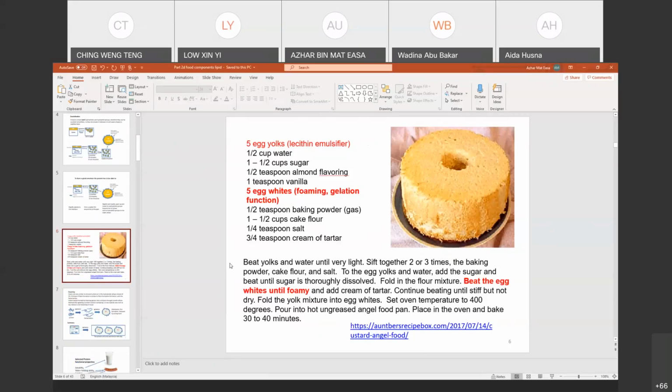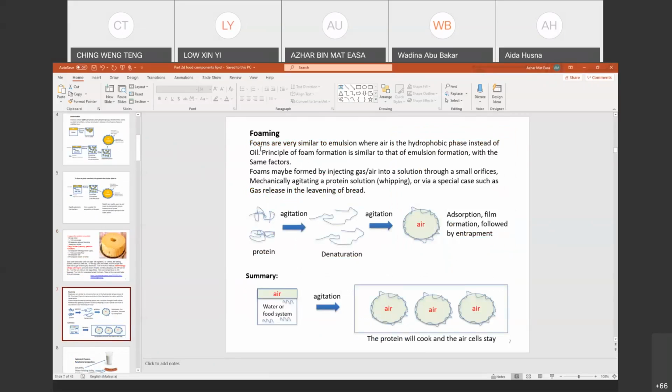to form foams. So foaming is also a functional property. It's like gelation. Foams are similar to emulsion, where air is the hydrophobic phase. So you just reverse. Instead of emulsion, now you talk about foaming. Yeah, similar. The concept is very similar.